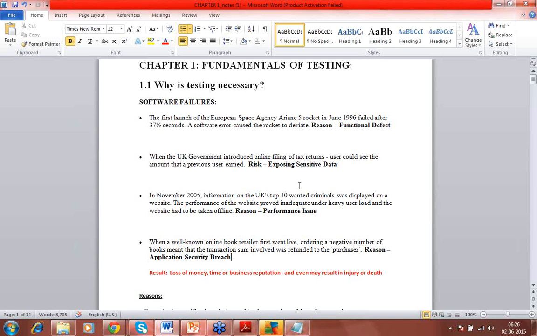In November 2005, information on the UK's top 10 wanted criminals was displayed on a website. When they gave this information on one of the websites, people were very eager. They all wanted to see who those top 10 criminals were. Everybody started browsing to that website. The performance of the website proved to be inadequate, and the system crashed, or went offline, as soon as it got launched.